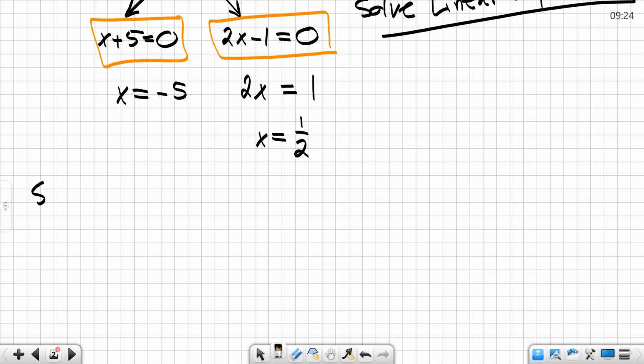So what does this mean now? It means that the solution set looks like this. I have two numbers in my solution set, the numbers negative 5 and 1/2.